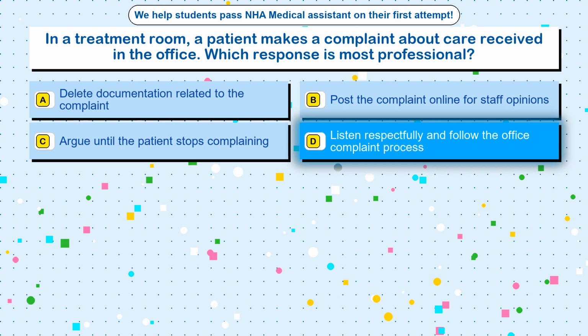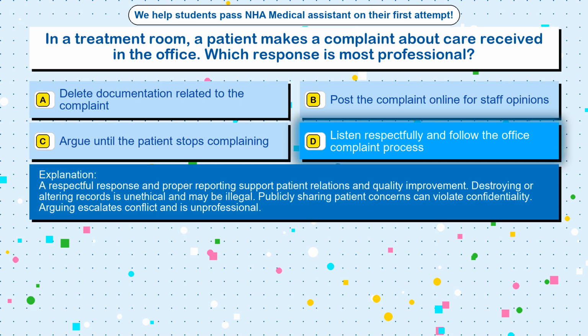The correct answer is option D, listen respectfully and follow the office complaint process. A respectful response and proper reporting support patient relations and quality improvement. Destroying or altering records is unethical and may be illegal. Publicly sharing patient concerns can violate confidentiality. Arguing escalates conflict and is unprofessional.